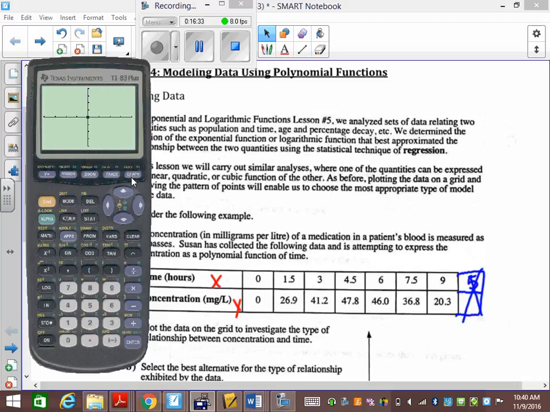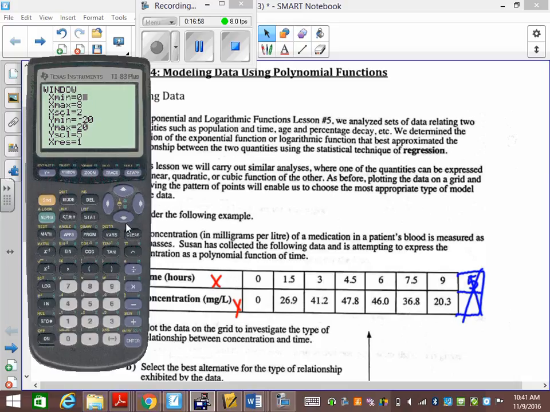I love regressions, and you will too, because windows are very easy to make when you have a regression. Trust me, it gives you the X values and the Y values you need. So I'm going to go to my window, and my lowest X value will be 0. I can't do negative time, right? My highest X value right now is 9. I always like to double it. So I'm going to make it be 18, because they could ask me at 12 hours, what's the concentration, right? And if I only make it to 9, I can't answer the question.